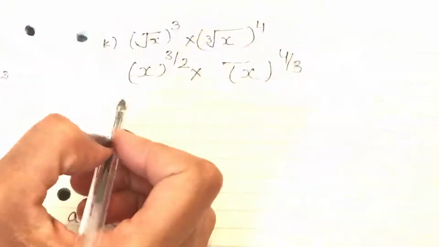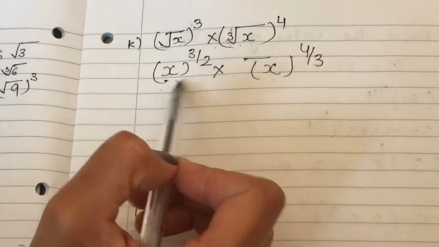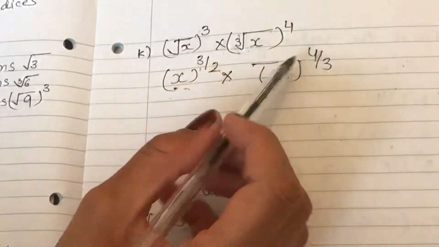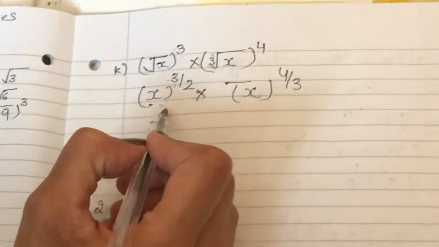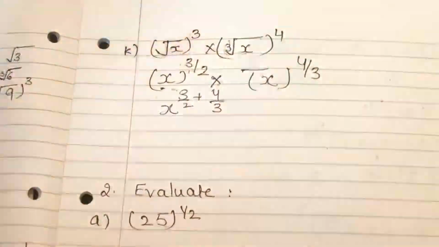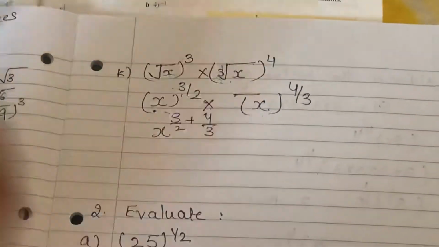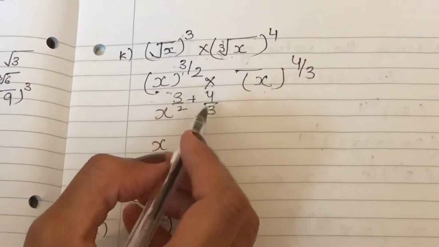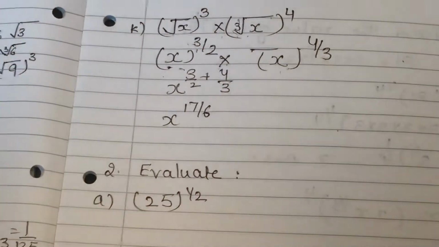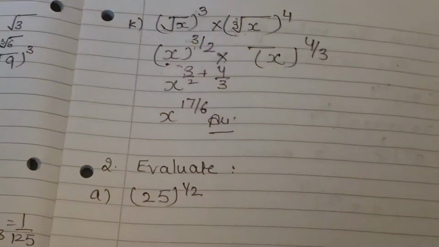Got it? So as we have learnt, if the bases are the same and there is the sign of multiply, we should add the powers. x raised to power 3 by 2 plus 4 by 3. Now we solve it and we get x raised to power 17 by 6, which is the answer. I hope you understand. Next question.